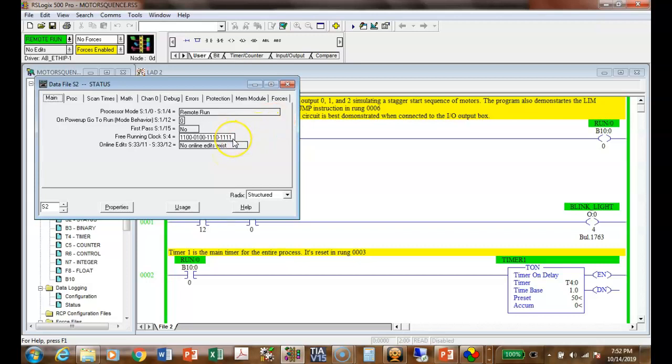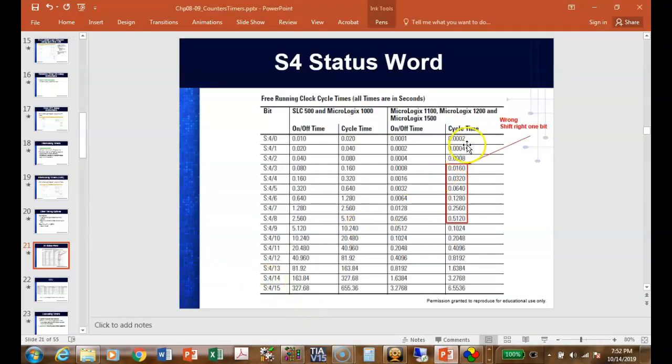I'm using bit 12. This would be bit 0 all the way through 12, which would be right here. And that would give us, I think, about 0.8. We could look at that chart. So I'm using bit 12, so this would be 0, 1, 2, 3, 4, 5, 6, 7, 8, 9, 10, 11, 12. So that's about 1 second. It should be about 1 second on and 1 second off.